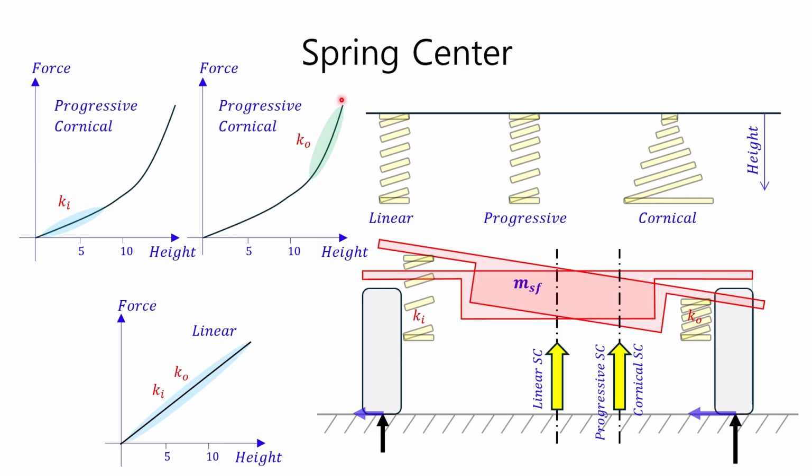Therefore, if the vehicle is symmetrical left and right and both left and right springs are linear, the spring center coincides with the vehicle's central longitudinal section. However, in the case of progressive and conical springs, the outer spring constant increases with increasing compression. Therefore, when a lateral force is applied, the spring center is formed on the outside, as shown in the figure here. Even in this case, in a symmetrical vehicle, if the lateral force is small, the left and right spring constants can be considered equal, so the spring center is located at the vehicle's central longitudinal section.